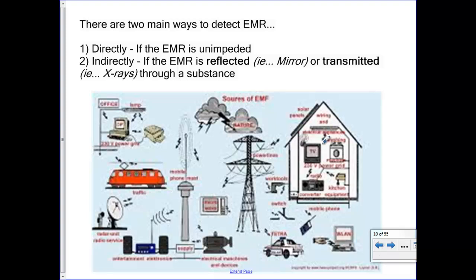So, the last thing I have here before we break is that there are two main ways that we detect EMR. One of them is the first experiment, the Hertz experiment, where we can measure it directly if it's unimpeded. That's what Hertz did: he set up his receiver and his transmitter, and the electromagnetic radiation went directly from here to here, and he was able to measure that. That makes sense? So that's one way of measuring it.